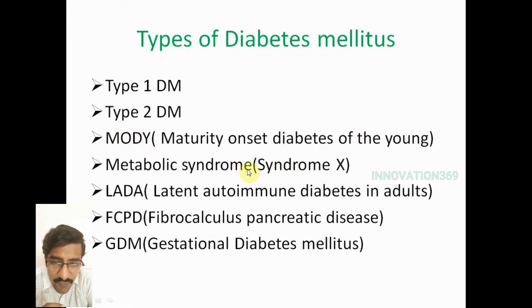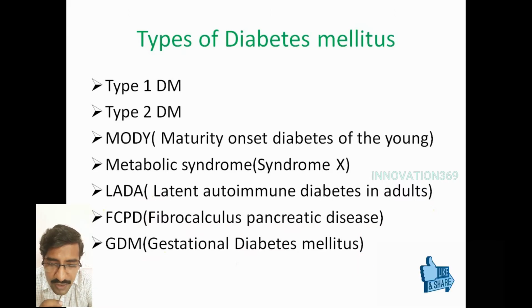The fifth type of diabetes mellitus is latent autoimmune diabetes in the adults, in short form LADA. The sixth type is fibrocalculous pancreatic disease, in short form FCPD. And the last type is gestational diabetes mellitus. Usually we see it in the pregnant woman. In short form, we can write it as GDM.